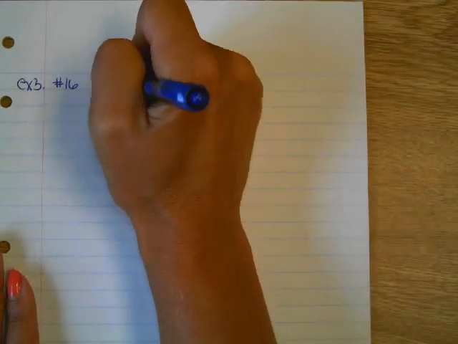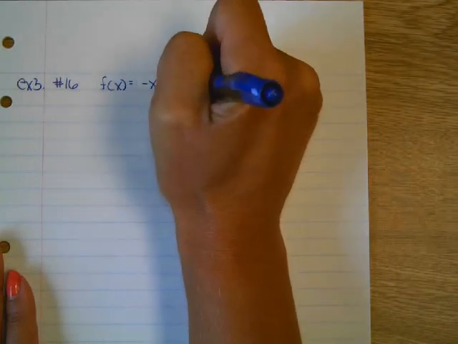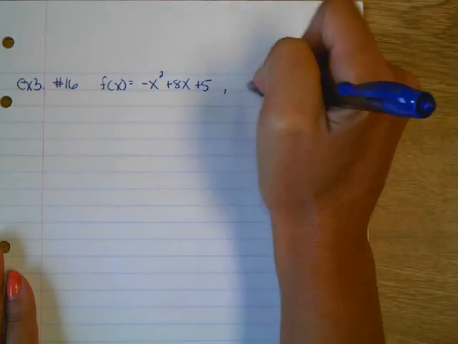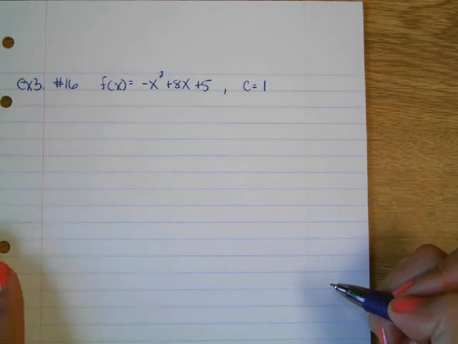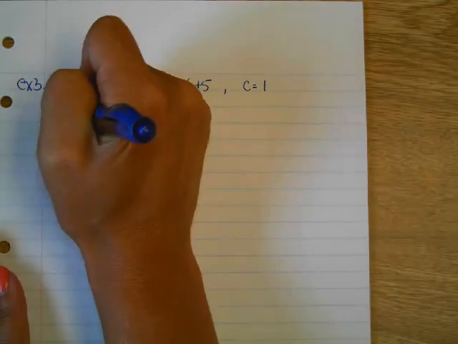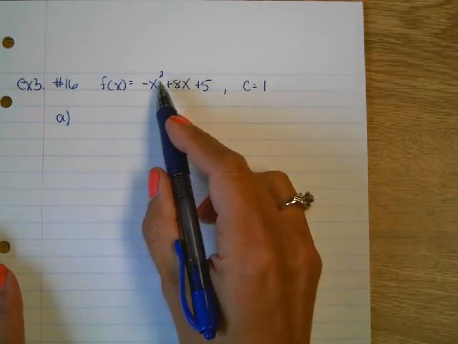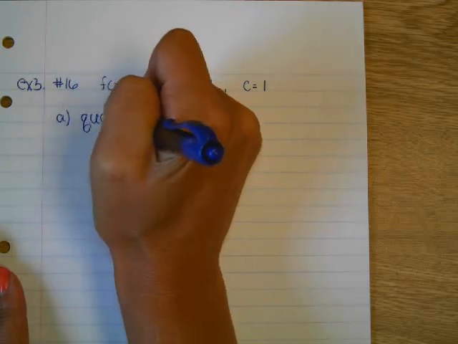So number 16 gives us the equation f of x equals negative x squared plus 8x plus 5. And at c equals 1 is what I want the rate. Okay, first question, what kind of function is this? I don't need to look back at the table to know when I've got an x squared that it's a quadratic, but if you need to look back, you look back.